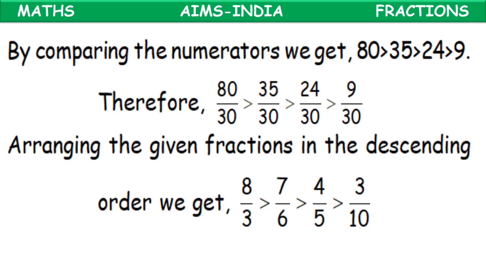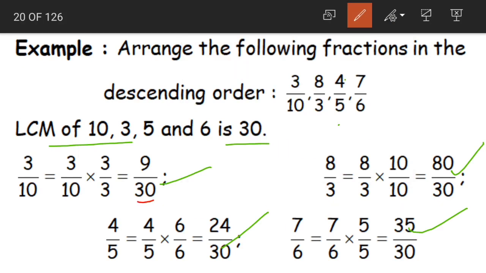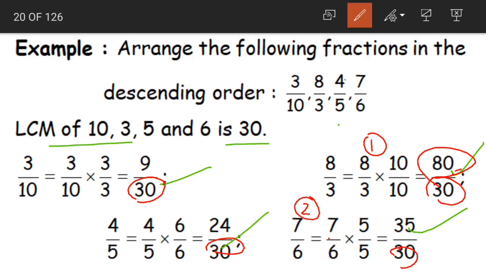Now moving on to the third step, we have to just compare. Yes, all are having the common denominator. So we just need to compare. Which numerator is the largest one here? 80. So 80 by 30 will be our first fraction. Then we have 35, so 35 by 30 will be the second one. Then we have 24. And lastly we have 9 by 30, that is nothing but 3 by 10. What is the descending order, children? 80 by 30, 35 by 30, 24 by 30 and 9 by 30.